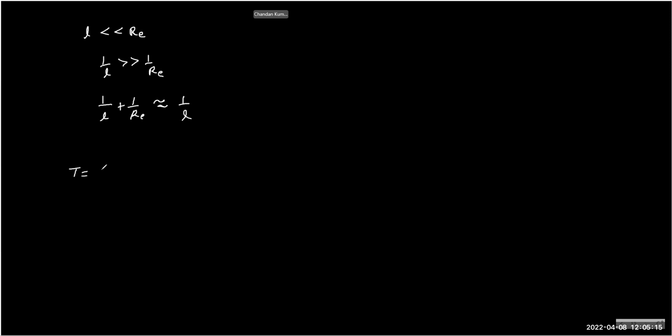So the time period will be 2 pi under root of 1 upon g times 1 by L, which is L by g. If you remember, the answer was with 1 by L plus 1 by R_E, but this will be as good as L by g. And this is exactly matching the formula of the simple pendulum, right? So the simple pendulum formula is only true when L is very small compared to the Earth radius, else it is not true.